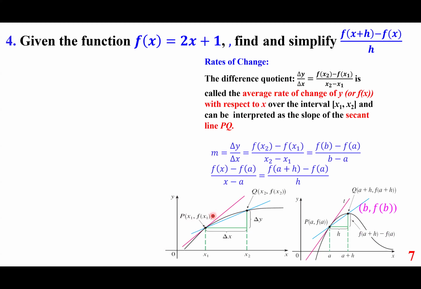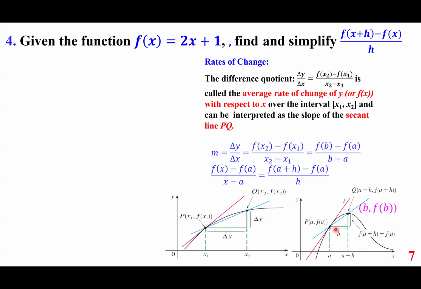Now, there are different ways of writing it. So first, m is delta y over delta x, or f of x sub 2 minus f of x sub 1 over x sub 2 minus x sub 1. If we call this point A, and this point B, then this y coordinate is f of A, this y coordinate is f of B. So we can say f of B minus f of A over B minus A. Or if this is A and we call this just X, f of X minus f of A over X minus A.